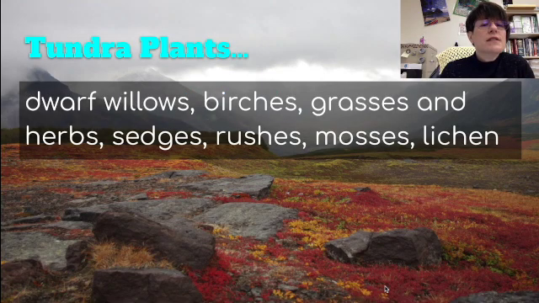But there still is a variety of plants that can survive in the tundra, and some tundra plants include dwarf willows, birches, very low growing grasses and herbs, as you can see, and where there are bogs, you might find sedges, rushes, and mosses. And then there's also a lot of lichen, which is a very important food source for many of the animals, such as reindeer.